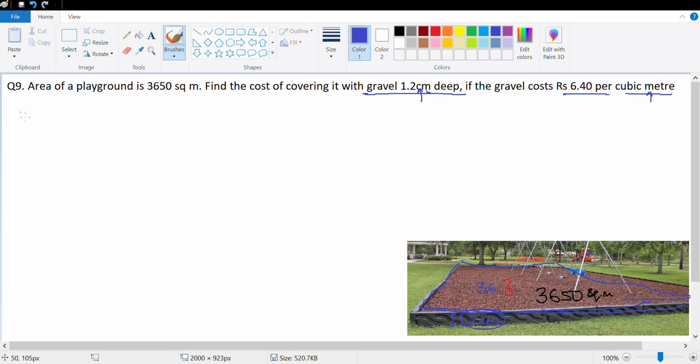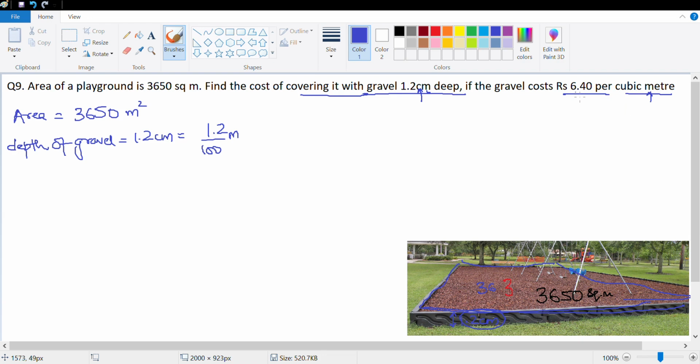So let's just write this down. Area is equal to 3650 meter square. Depth or height, whichever way you call it, depth of gravel is equal to 1.2 centimeter, which if I want to convert it into meter will be 1.2 upon 100 meter. Done. Next, we need to find the cost of covering it. For that, if 1 cubic meter costs 6 rupee 40 paisa, we'll have to calculate the volume.